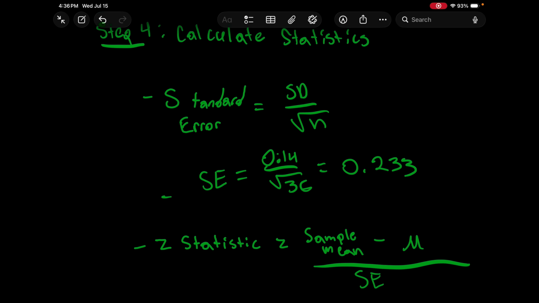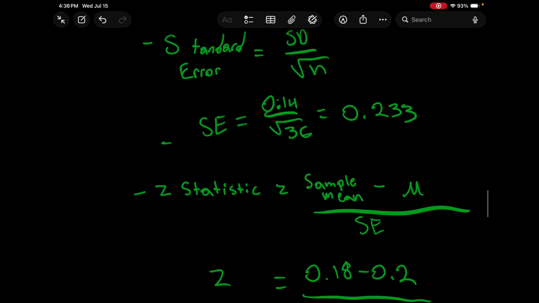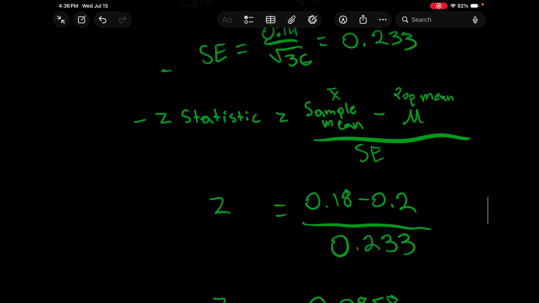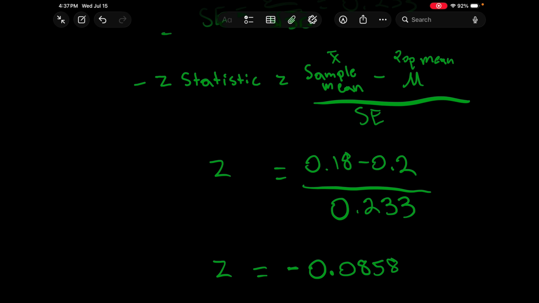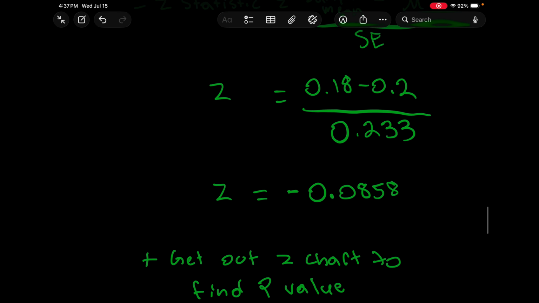Then we calculate our z-statistic. So what is this z-statistic? It's our sample mean minus our population mean, all over the standard error. So plugging these in, we already have all of these things from our formula. We have 0.18, our sample mean, minus our population mean of 0.2, all over 0.233. And we get a z-score then of negative 0.0858.